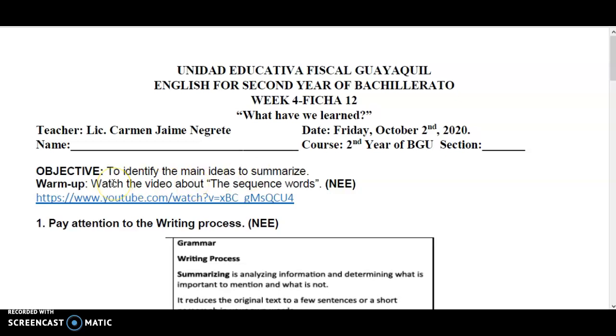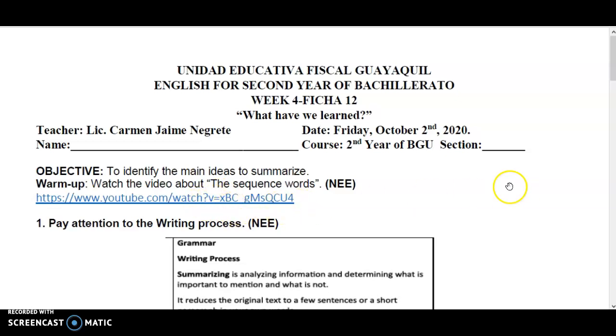So, in order to do this activity, first you have to do the warm-up exercise. It's about watching the video, and the video is about the sequence words. What are the sequence words? Remember, when you make a summary, you have to use sequence words like first, next, then, after that, and finally. So you have to click on this link and watch the video.